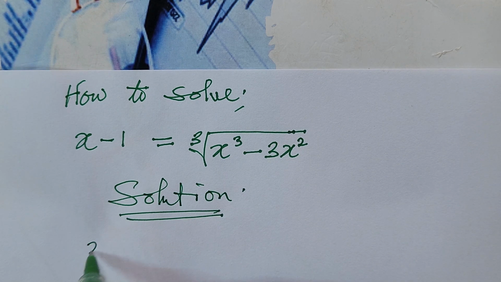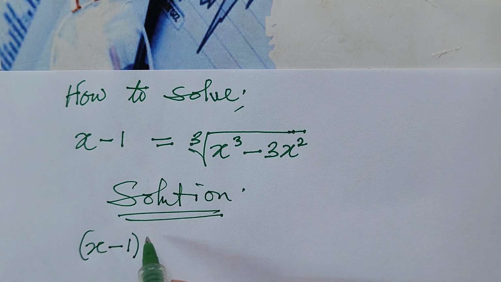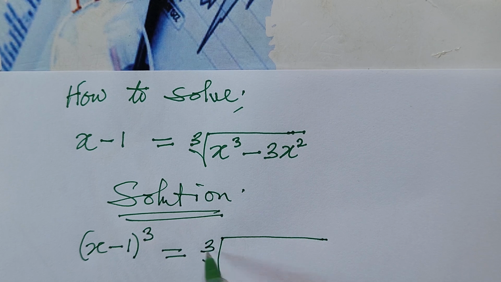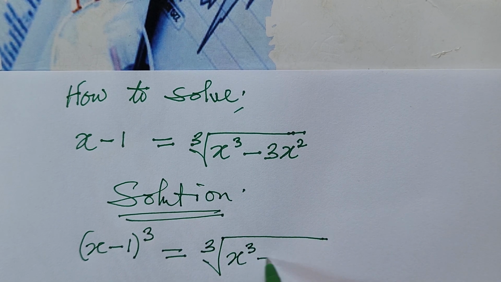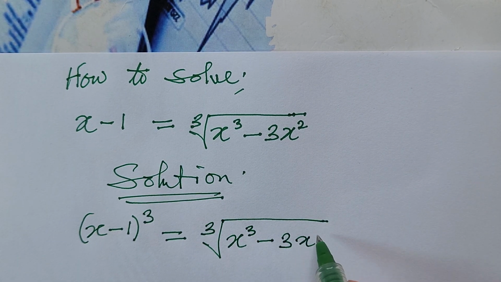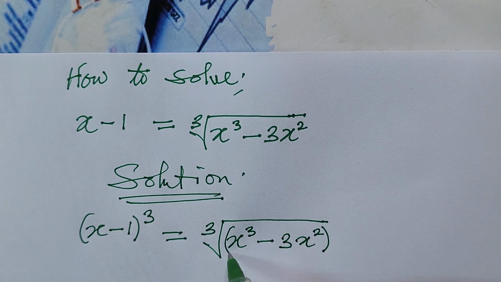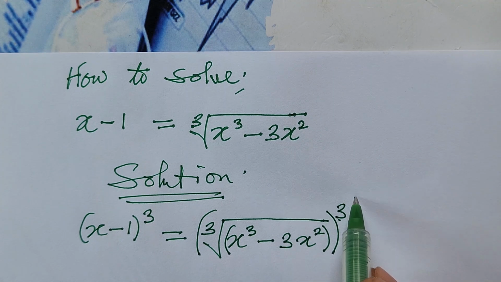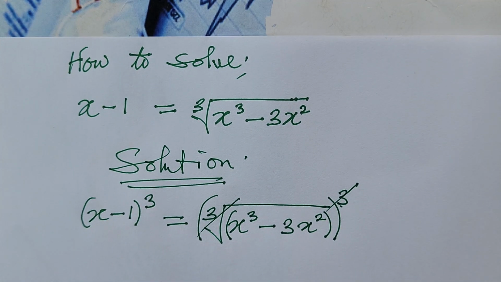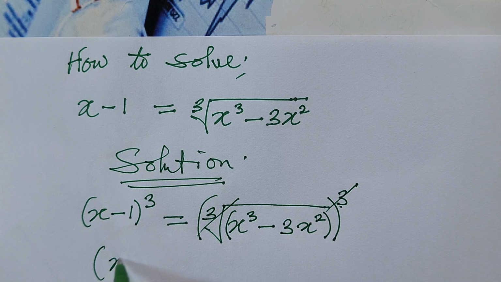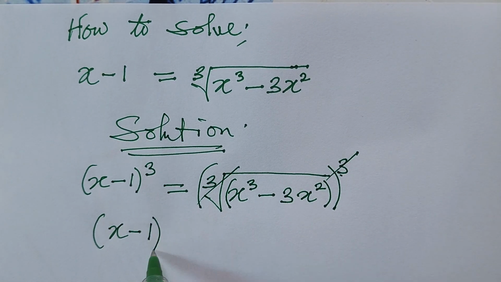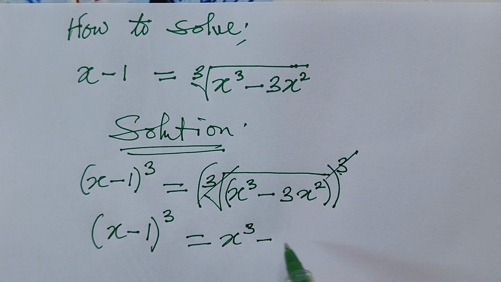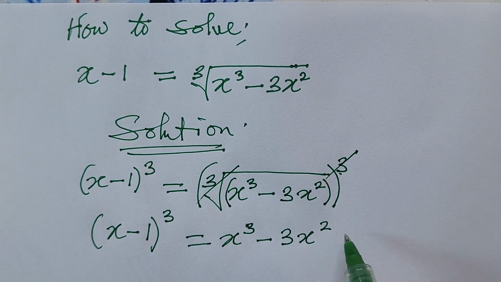So this is going to give us x minus 1, all to the power of 3. This is equal to the cube root of x to the power of 3 minus 3x to the power of 2. So bracket, okay, put this all into our power of 3. This is easy, so this will go with this. Now go to the left with our x minus 1 all to the power of 3. This is equal to x to the power of 3 minus 3x to the power of 2.